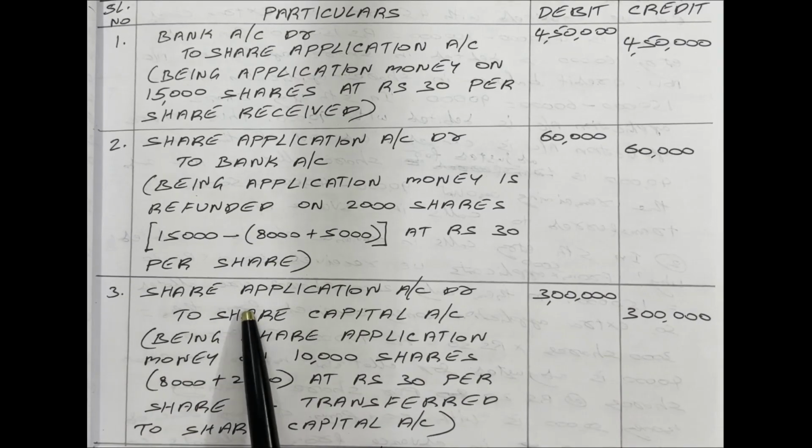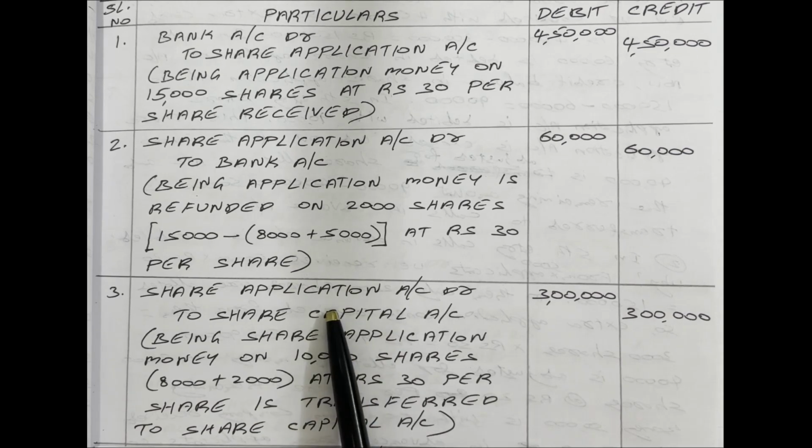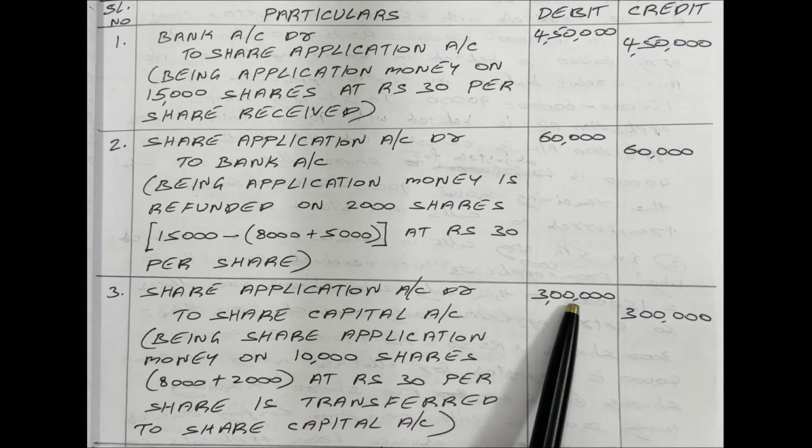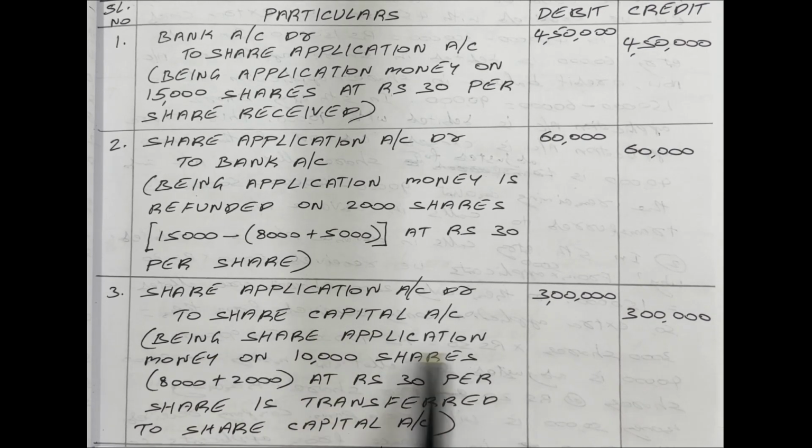Third entry, share application account debited to share capital account. So this is the entry for transferring application money to capital account. On 10,000 shares at the rate of 30 rupees each, 3 lakh rupees came. So that amount we are transferring to share capital account. Mention that in the narration. Being share application money on 10,000 shares at 30 rupees per share is transferred to share capital account.